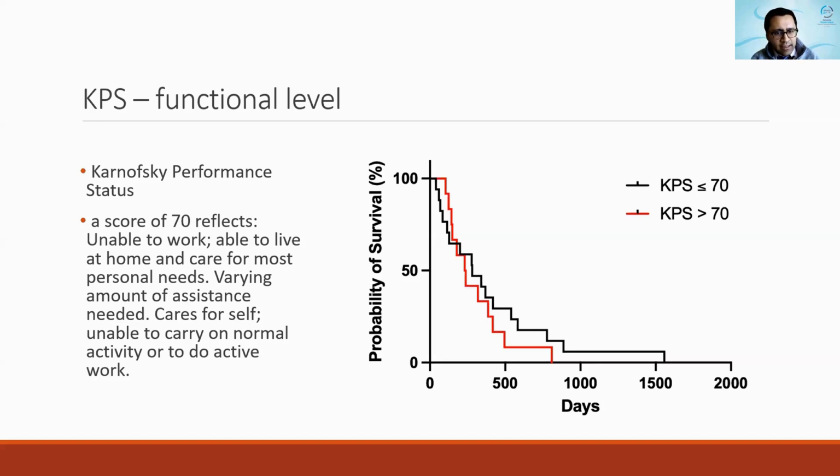We also did notice a trend emerging that people with very poor KPS scores are also not being seen. I suspect that this again reflects the retrospective nature, that these patients essentially forgo diagnostics itself. A technical definition of 70, as has been defined, is an inability to work, but patients are still able to live at home and care for most personal needs, though they do need some assistance. These patients are not able to do active work or carry normal activities.